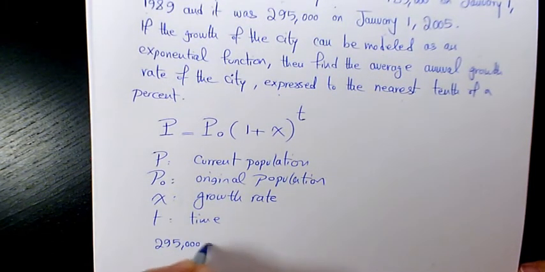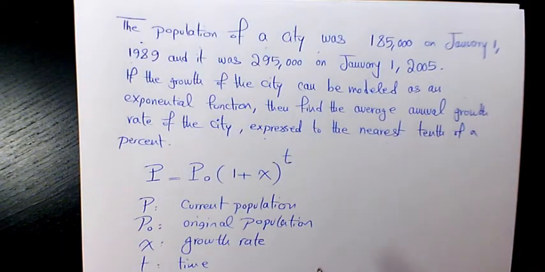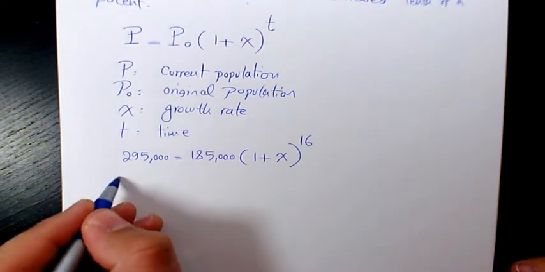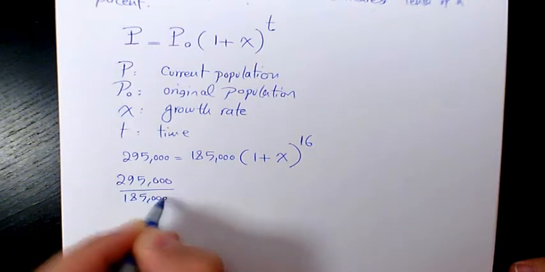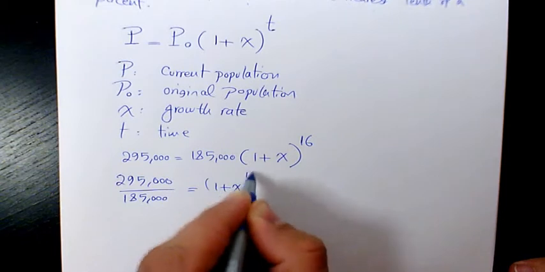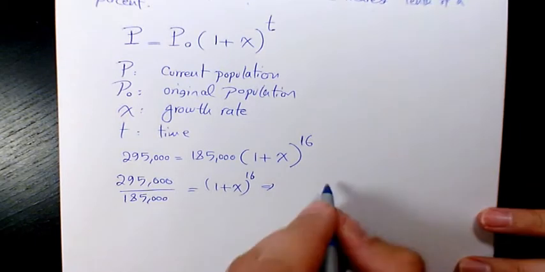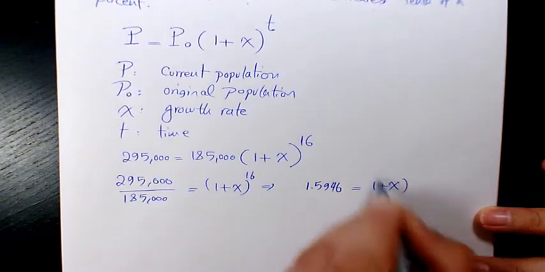So that's going to be 295,000 equals 185,000 times 1 plus x to the power of, from 1989 to 2005, so that's 16 years. Now we need to solve for x. How can we do that? We divide both sides by 185,000. 295 divided by 185 is going to be 1.5946, which equals 1 plus x to the power of 16.